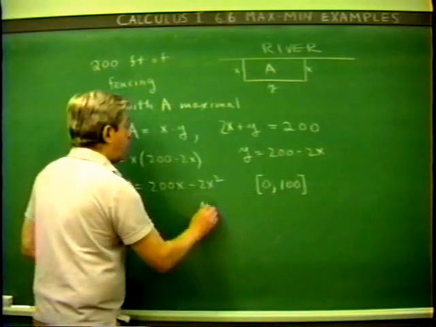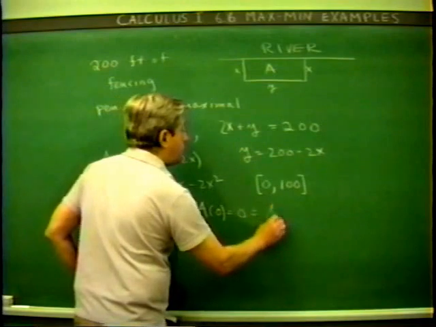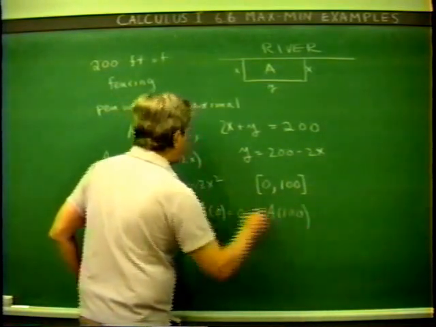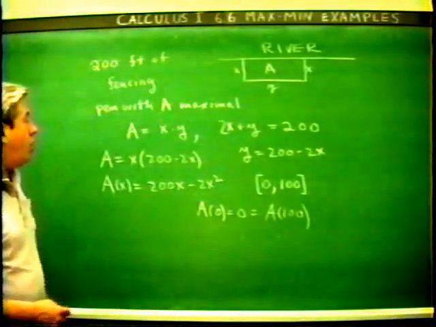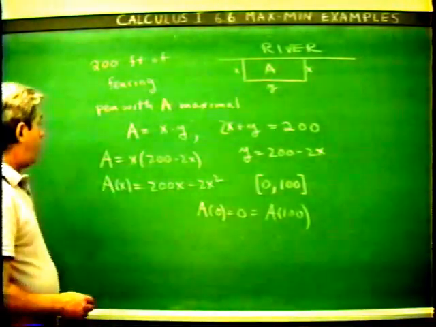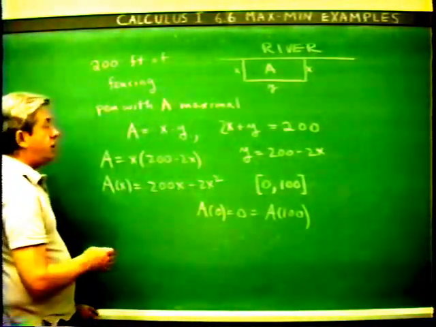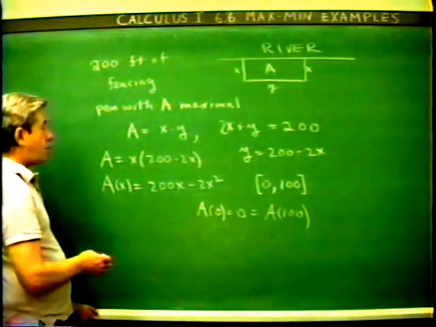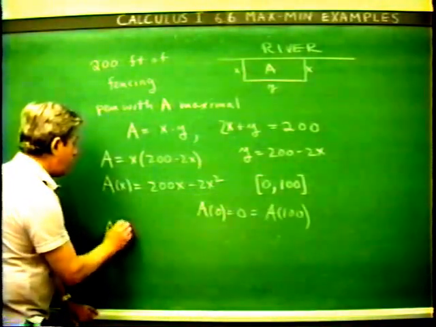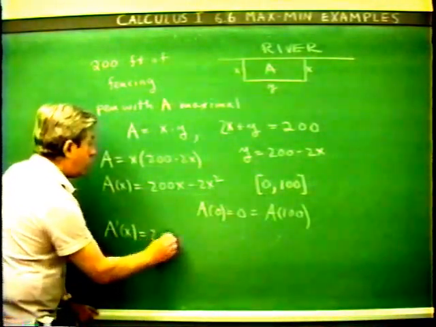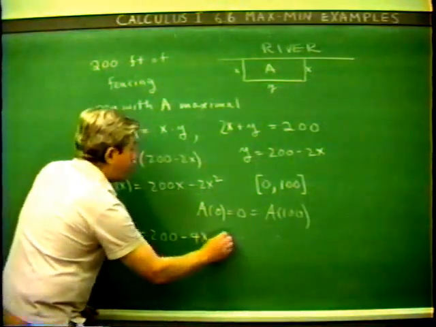Now we want to find out where it takes on its maximum on this interval, and it's not at the endpoints. A of 0, we put 0 in here, is equal to 0, and this is also equal to A of 100. Putting 100 in here, or just observing that if you let this run out 100 and back 100, you get no area in between. Right? The function is differentiable at every point in the interval, so the place where it's going to take on its maximum and minimum has to be someplace where the derivative is equal to 0. So we take the derivative, which is 200 minus 4x.